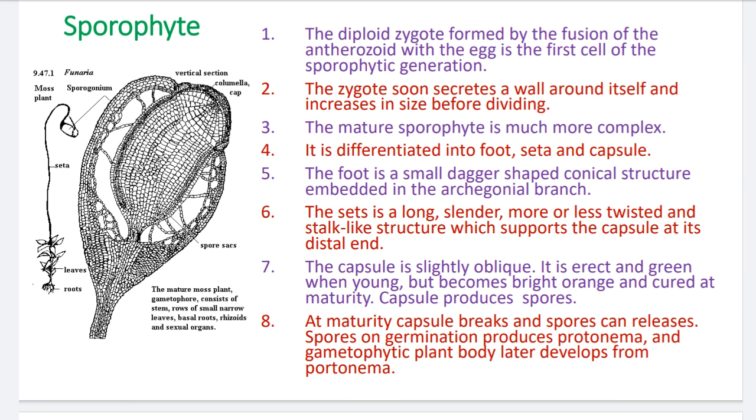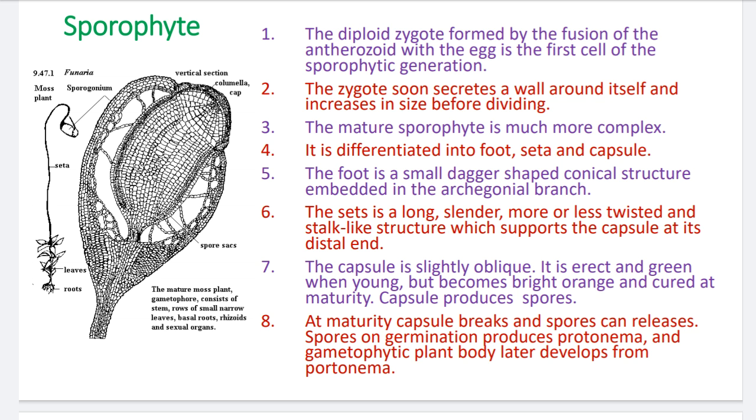Now sporophyte. Number 1. The diploid zygote formed by the fusion of the antherozoid with the egg is the first cell of the sporophytic division. In sporophytic division, the first cell, the diploid zygotic condition, is formed. Number 2. The zygote soon secretes a wall around itself and increases in size before dividing. Then from the division of this zygote, the sporophytic structure develops in the Funaria.